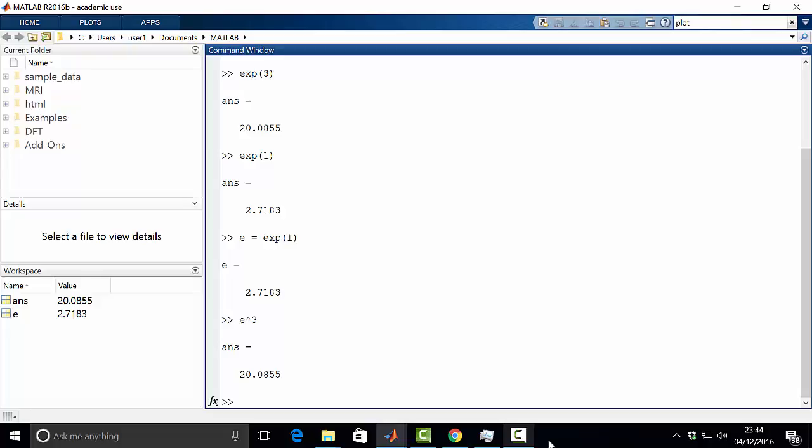Also, it's worth noting that e is used in engineering notation to represent a power of 10. So, for example, 1.5 e minus 3, written like this, means 1.5 times 10 to the power of minus 3.